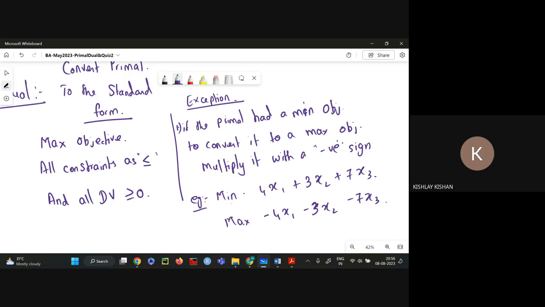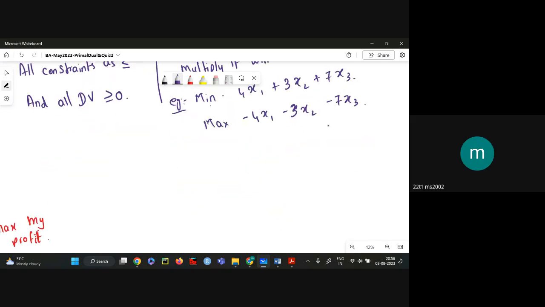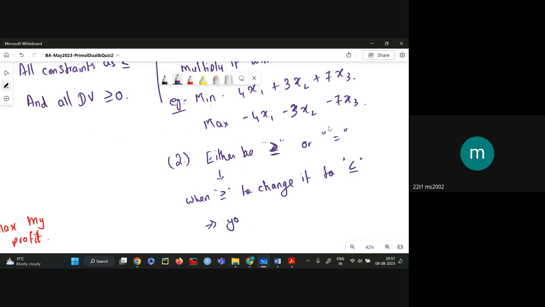Yes, sir. Okay. Then comes the second. So the constraints can either be less than or equal to, greater than or equal to, or equal to. Correct? So when they are greater than or equal to, you do the same technique. When greater than or equal to, change it to less than or equal to, what you do is you multiply by a negative sign.